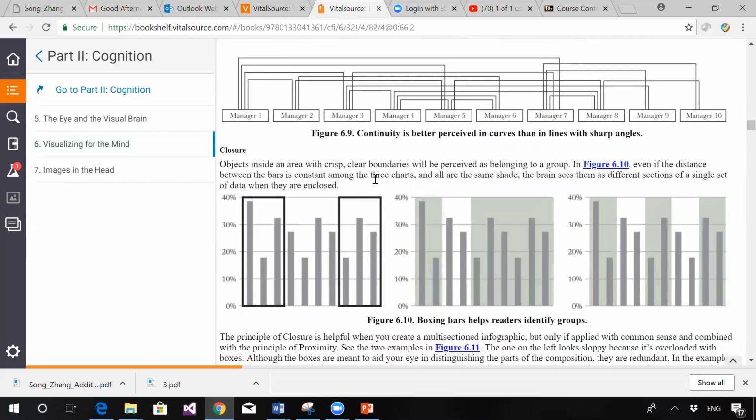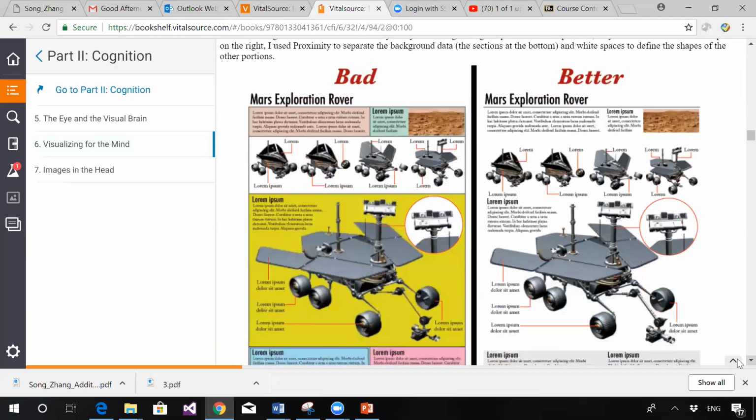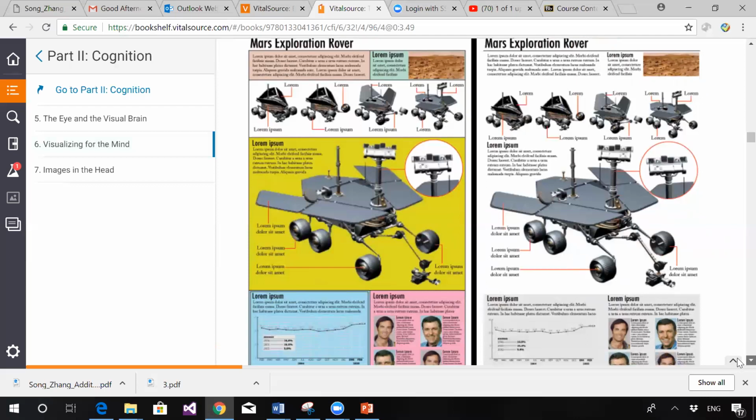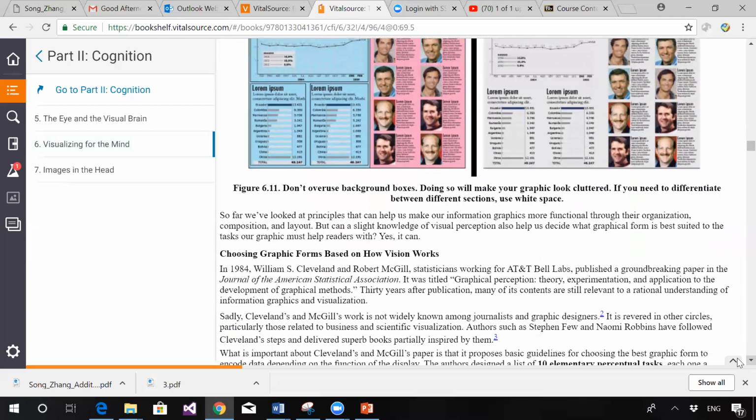Okay, and another one, I believe this is the last one, is closure. If you want to say this is one group, just simply draw a circle or a rectangle around the group. It is easy for us to detect that is one group there, and that is another group there. So this method is closure. The example shows that too many closures cause confusion. Because closure can represent connectedness, sometimes we may prefer no closure if we don't want to divide them into different categories.